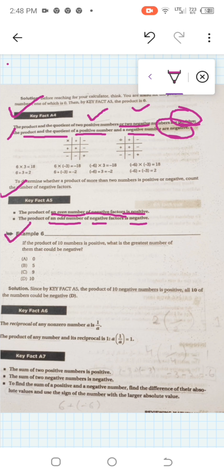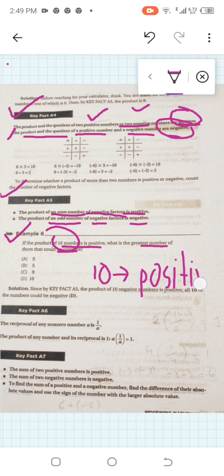फॉर एग्जाम्पल, एग्जाम्पल नंबर 6 हैज बीन डिफाइंड. इफ द प्रोडक्ट ऑफ 10 नंबर्स इज पॉजिटिव, व्हाट इज द ग्रेटेस्ट नंबर दैट कुड बी नेगेटिव? इनमें से ग्रेटेस्ट नंबर क्या है जो कि नेगेटिव हो सकता है. सो हियर वी हैव, अगर प्रोडक्ट 10 नंबर्स का पॉजिटिव आ रहा है, तो ऑल ऑफ द नंबर कुड बी नेगेटिव. तो सारे नंबर्स नेगेटिव होंगे, क्योंकि जब हम 10 नंबर्स ले रहे हैं, उनका प्रोडक्ट पॉजिटिव आ रहा है. सो दिस मीन्स ये सारे 10 नंबर नेगेटिव हैं. तो द ग्रेटेस्ट वैल्यू नेगेटिव नंबर भी 10.